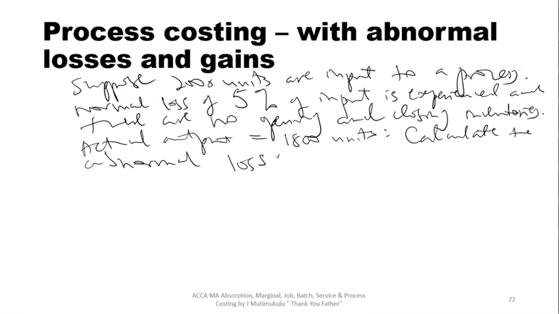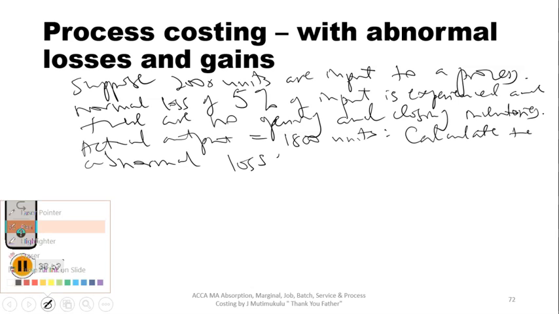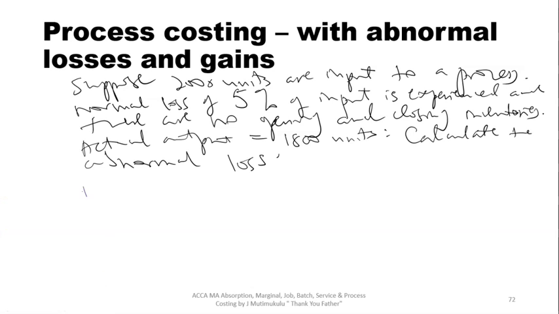All right, so what we first have to do given this situation is to determine the normal loss first. So what is our normal loss? Normal loss is equal to the percentage expected loss, that's the normal loss percentage of 5%, multiplied by the quantities of inputs, 2000 units. This should mean that we have got a normal loss of 100 units.